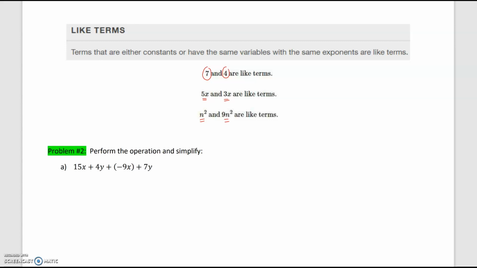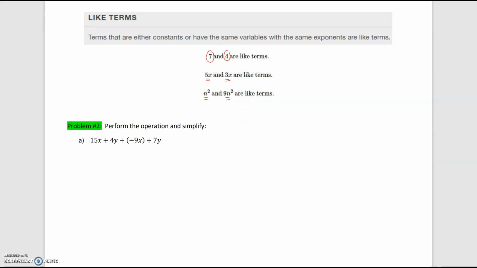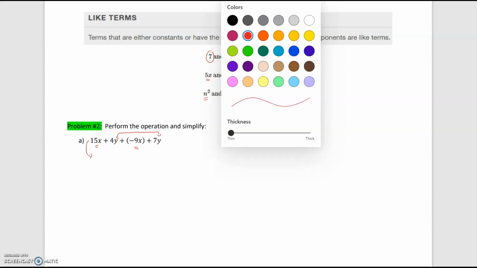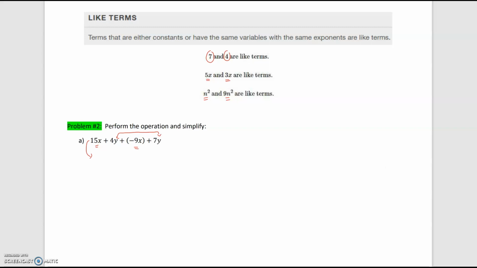Let's take a look at the first problem. In problem A, here's the basic idea. We're given a polynomial and they want us to simplify it. Well, the only operation that we can do here is the addition of the like terms. So what I'm going to do first is remove that parentheses on the actual negative 9x. So this is equivalent to 15x plus 4y, and the addition of a negative is just the same as a minus 9x plus the values of 7y.